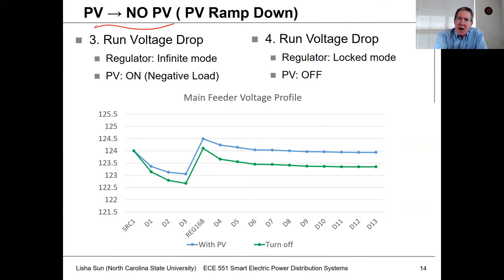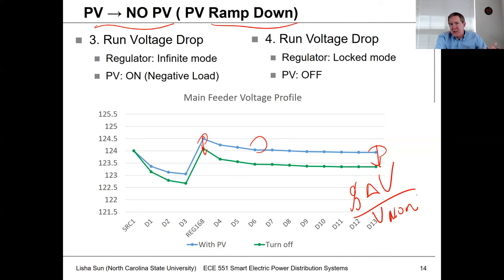You would think this might be symmetric, but it may not be, because of the way the regulators would be set up and where the original tap position was. So anyway, if you're going from the PV case to the no PV case, this is the ramp down case. You can see with PV that the voltage would start off kind of high. And then what happens when we lose the PV plant, the regulators are locked, and again this voltage drops down. Again, we're looking at this percent change in voltage with respect to nominal, and whether that's going to be over our limit of say 2.5 or 3%.